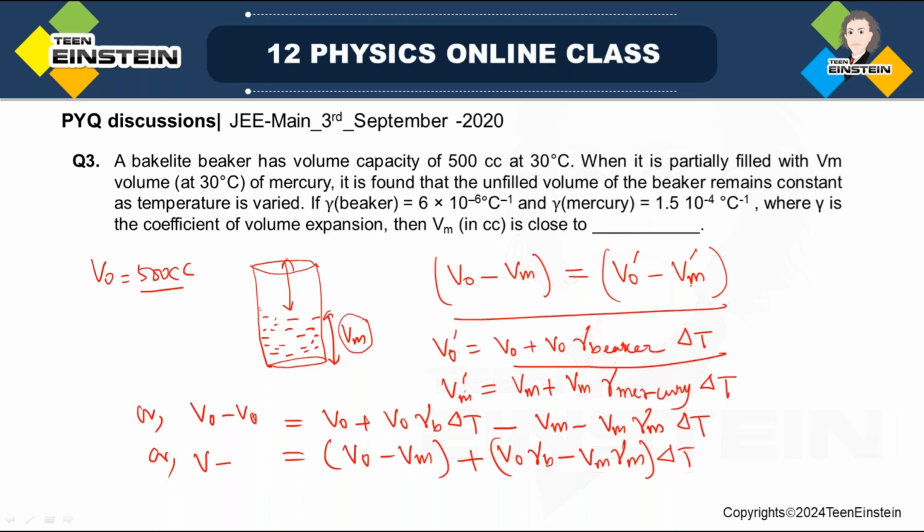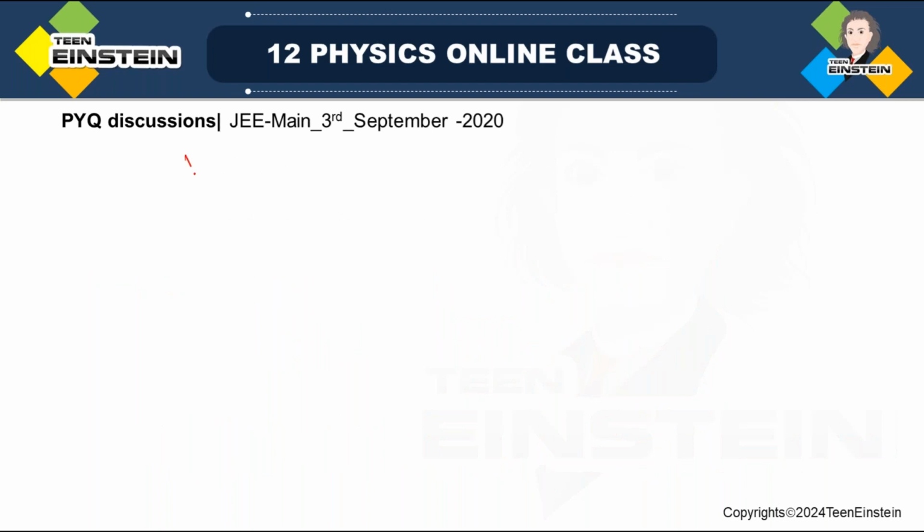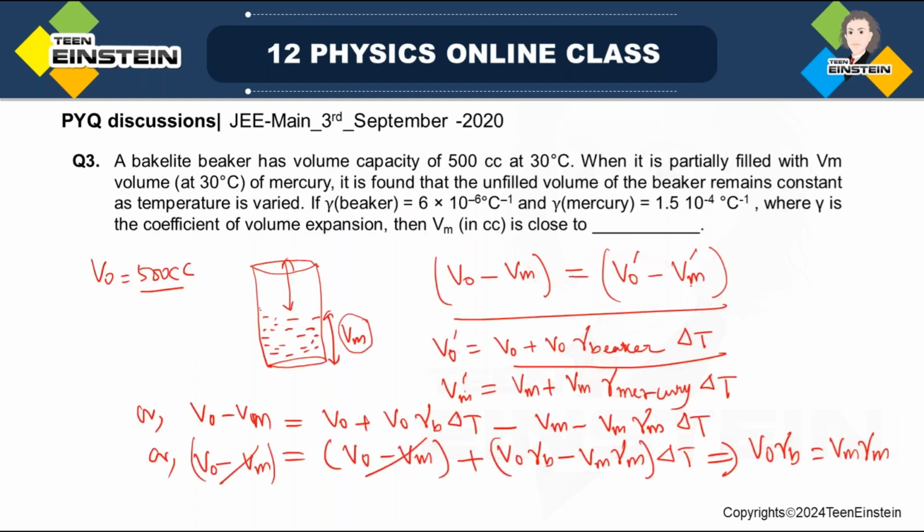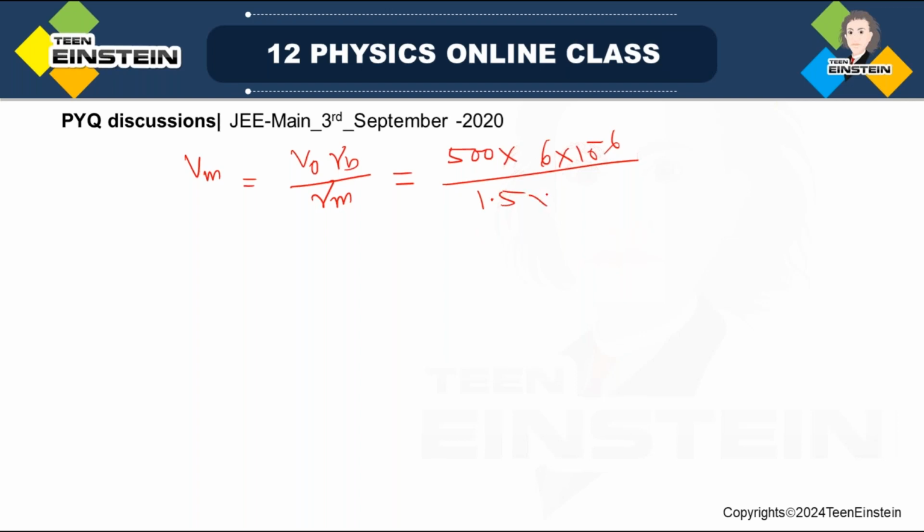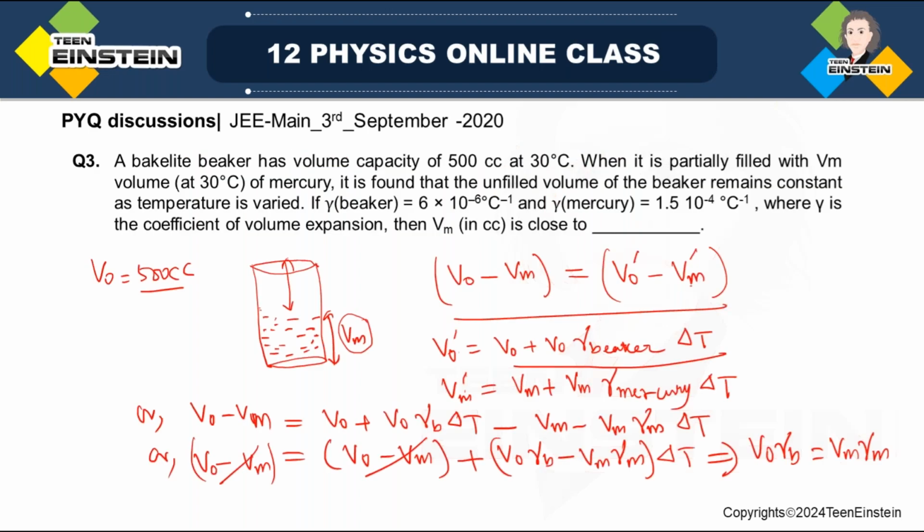Look, the V0 minus Vm will cancel each other when I take it to this side, and then ultimately it says that V0 gamma B is equal to Vm gamma M. So Vm will be written as V0 gamma B divided by gamma M. Now what is V0? 500 cc, into gamma B, that is 6 into 10 to the power minus 6, divided by gamma M, that is 1.5 into 10 to the power minus 4.